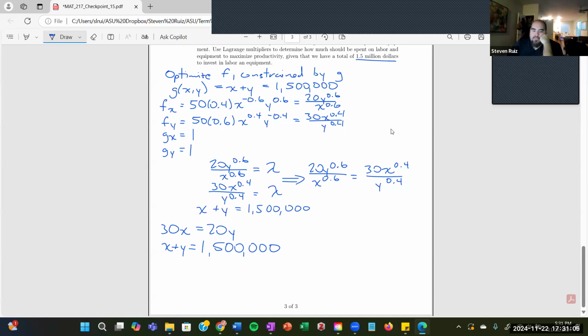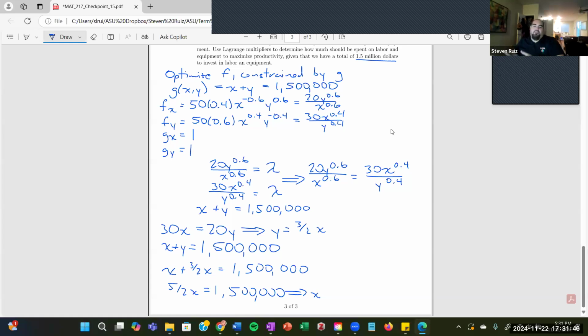So from there, let's divide this first equation through by 20. If I do that, I get y equals 3 over 2 x. Now from this, I think I can take this thing here. So I whittled 3 equations down to 2. Now I'm going to whittle that down to 1. So x plus 3 halves x equals 1,500,000. So that becomes 5 halves x equals 1,500,000.